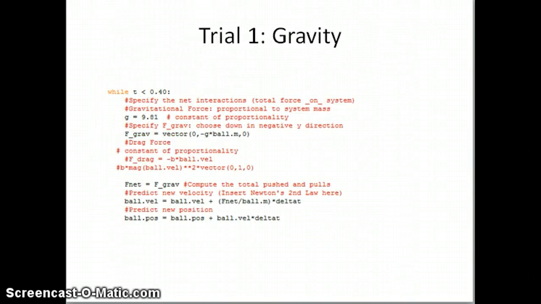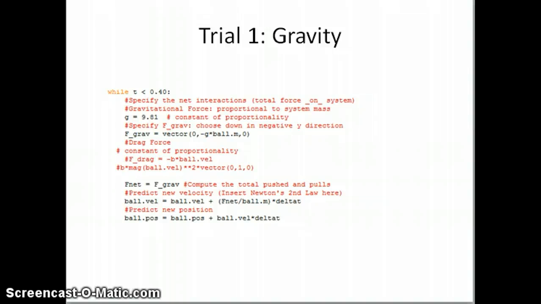I set the force of gravity to be equal to negative mg, which is the mass multiplied by the gravitational constant, which is 9.81. That will be in the negative y direction as specified in the comment. In the simulation, we wanted to see the predicted motion with only the effect of gravity, so my net force was set to be the force of gravity. I then plugged into the velocity update formula the force divided by mass as the acceleration, since F is equal to ma.